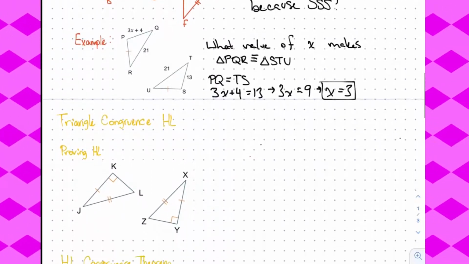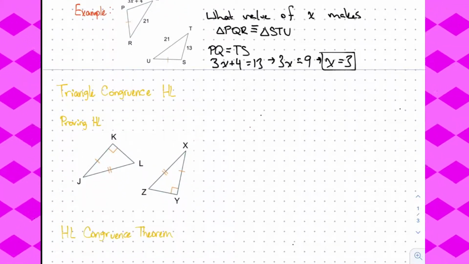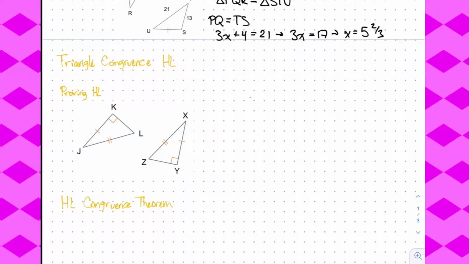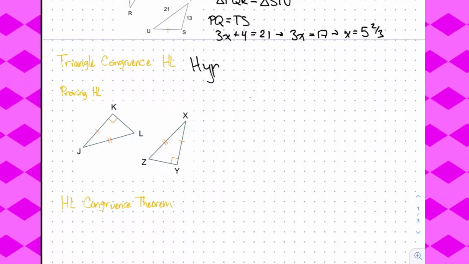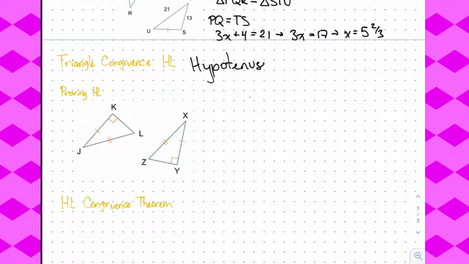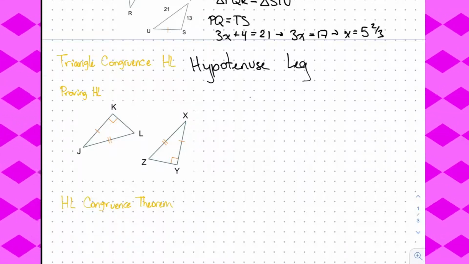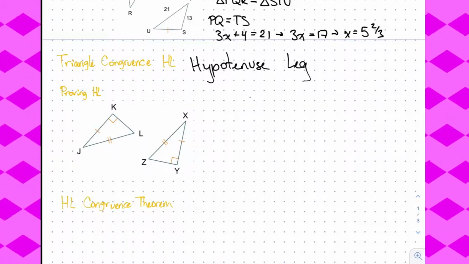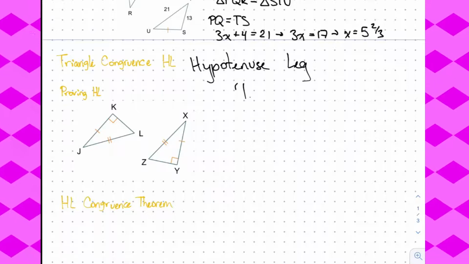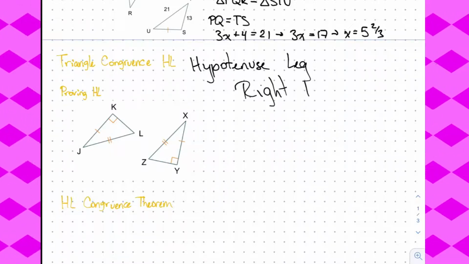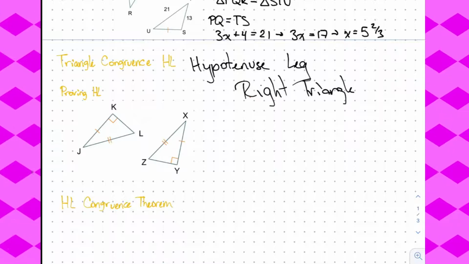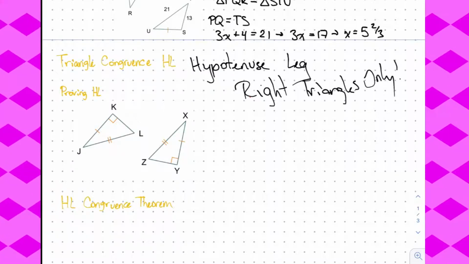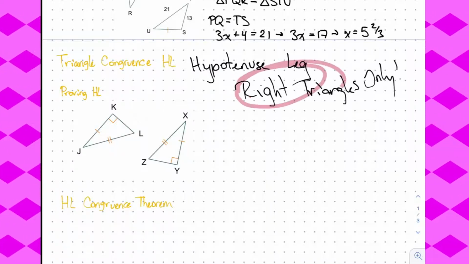All right, we got one more proof to go. Triangle congruence by HL. So HL is a special kind of congruence theorem. HL stands for hypotenuse leg. So it's very important to note that only right triangles have a hypotenuse and a leg. So this proof is reserved for right triangles only. Now I would like to be clear, it's not the only one that works for right triangles, just this one only works for right triangles.